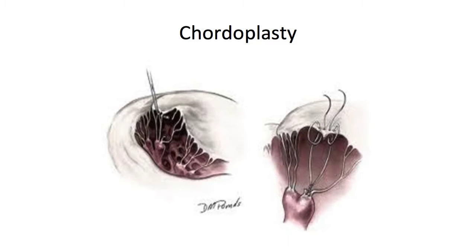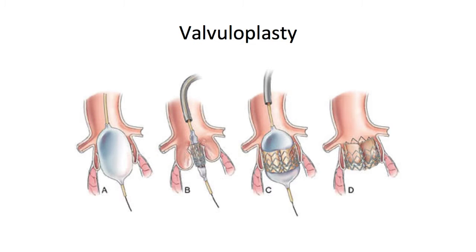A chordoplasty involves the repair of the chordae tendineae. A valvuloplasty involves the widening of a stenotic valve using a balloon catheter inside the valve. This often helps with valvular calcification.